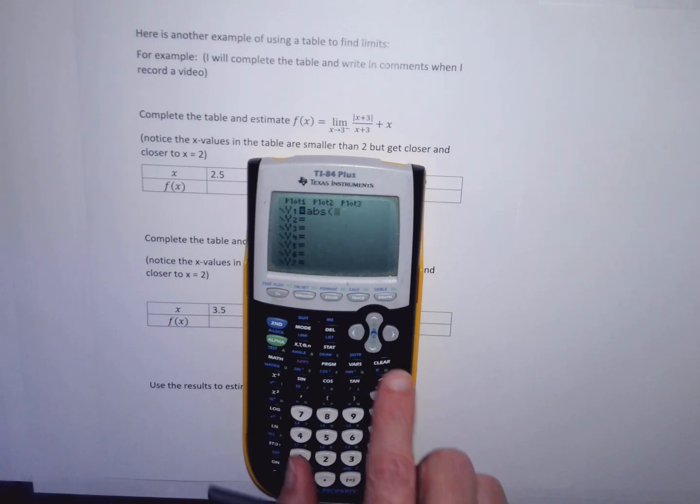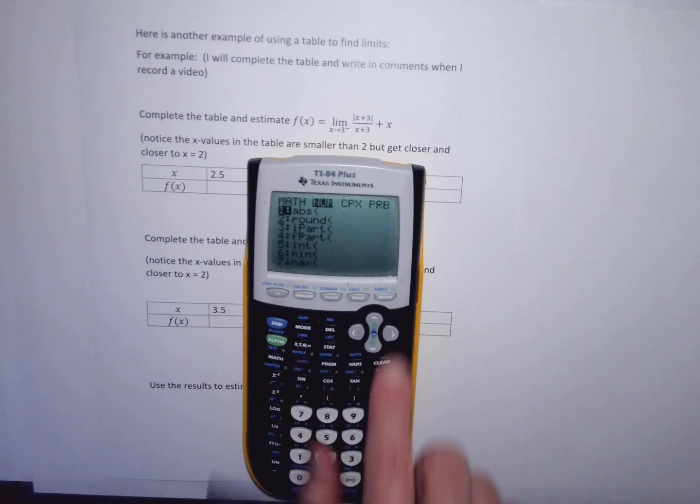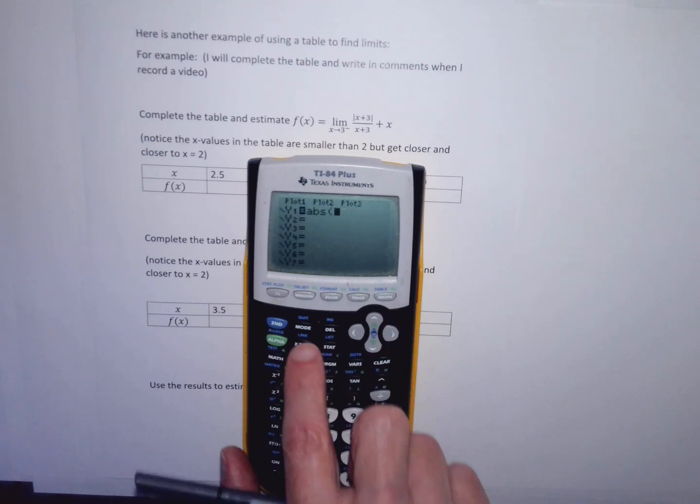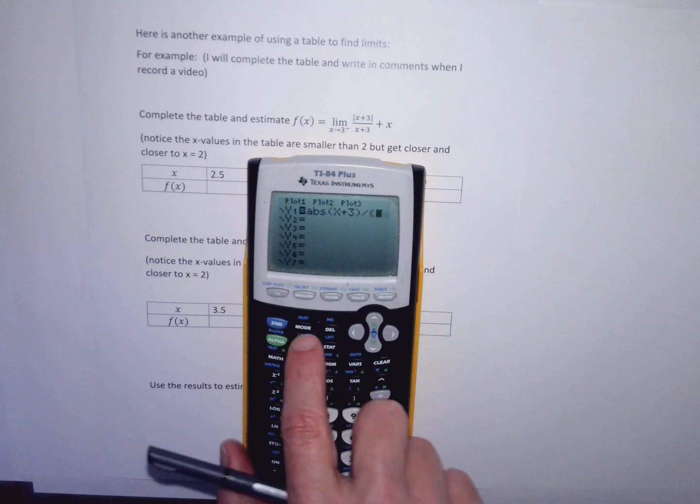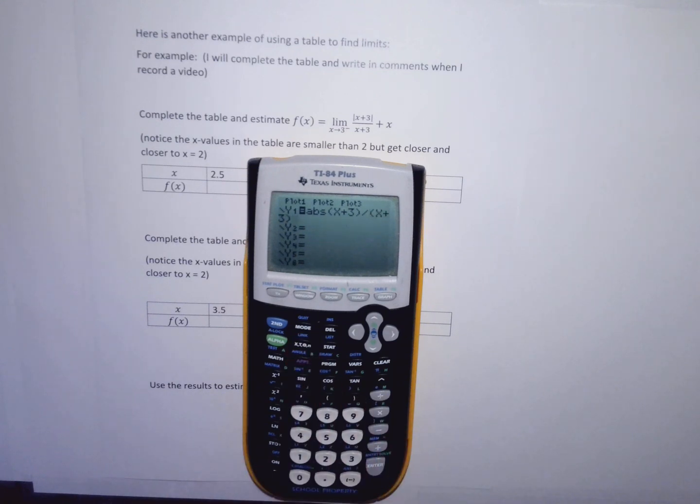So math, NUM, enter on ABS, and then x plus 3. There's the absolute value of x plus 3 for the numerator, and then divide for my denominator, and then the x plus 3 needs to be in parentheses, and then plus x. So that's how the function I'm going to have to enter on my calculator, because it doesn't enter fractions very nicely. So there's the function that I'm going to try to find the left-hand limit for at 3 and the right-hand limit for at 3. So I can just graph it now.